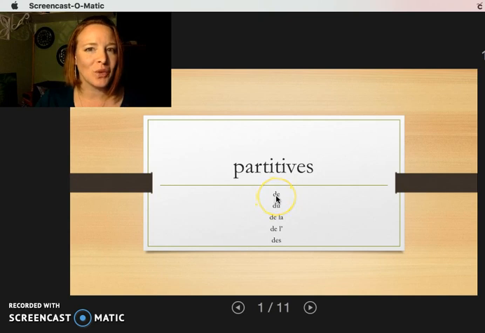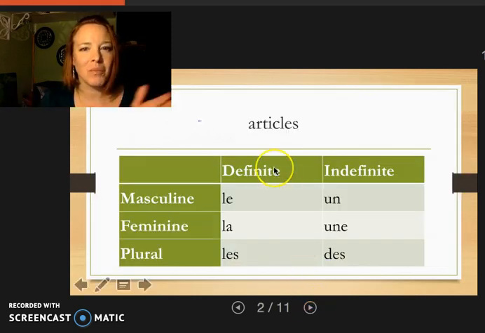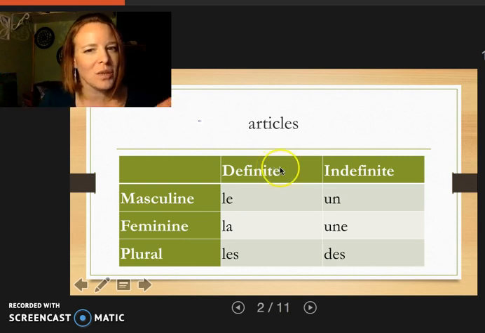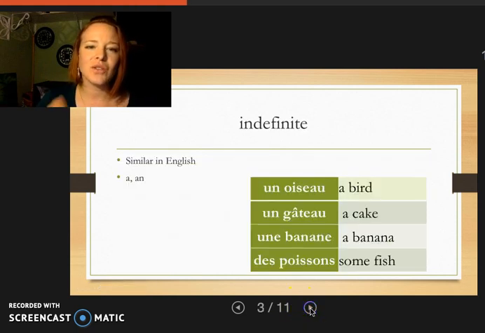Partitive is basically de, which we've seen before: du, of the; de la, of the; de l', of the; and des. And we've seen this because we've seen articles combined with de. We remember our articles. You might need to remember these because we do use some indefinite articles alongside some of these partitives when we're talking about food. And when we have the definite articles combined with de is where we're really getting the partitive. Okay, so let's do a quick review.